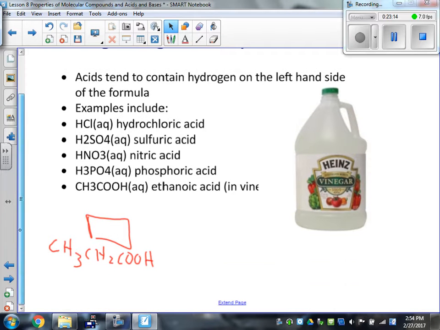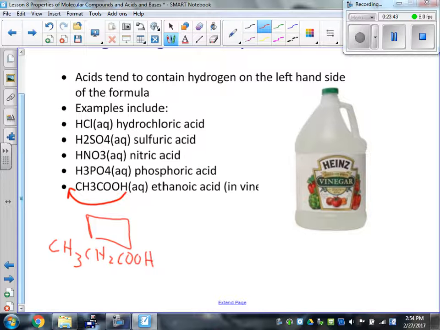How do you recognize acids? It says acids tend to contain hydrogen on the left side of the formula. Not always, but mostly. Look at, what do these all have in common? HCl, H2SO4, HNO3, H3PO4.